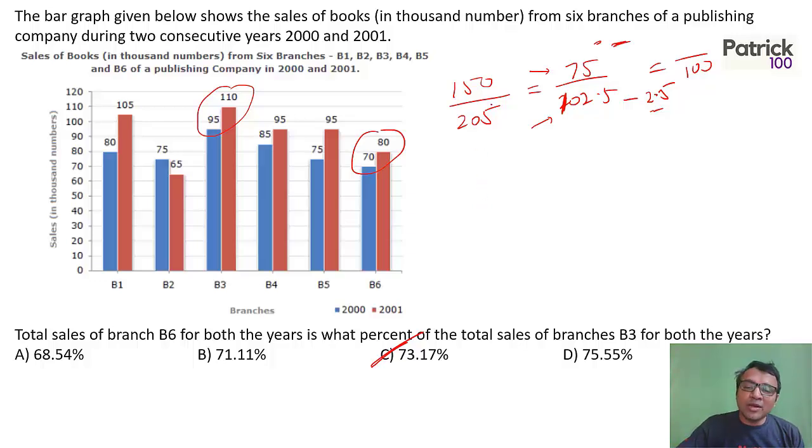Another way is, obviously, you can cancel it out and bring it to the common factor. If you divide by 5 in both the places, it becomes 41:30. Now divide and check it out. What will be the answer? You will realize you will get the answer 73.17.